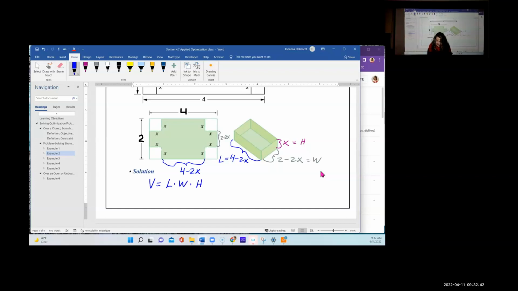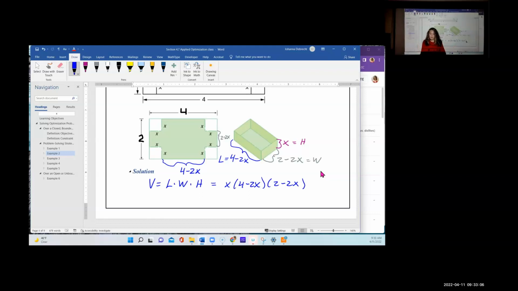And that's going to give me h, I'm going to put the h at the beginning, times 4 minus 2x. Well, I should, instead of writing h, I should write x. And 2 minus 2x. All right, everyone with me so far?